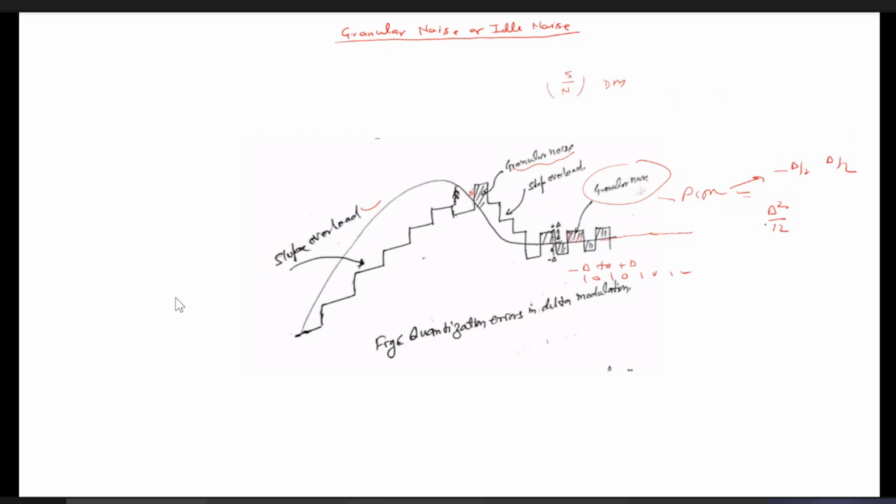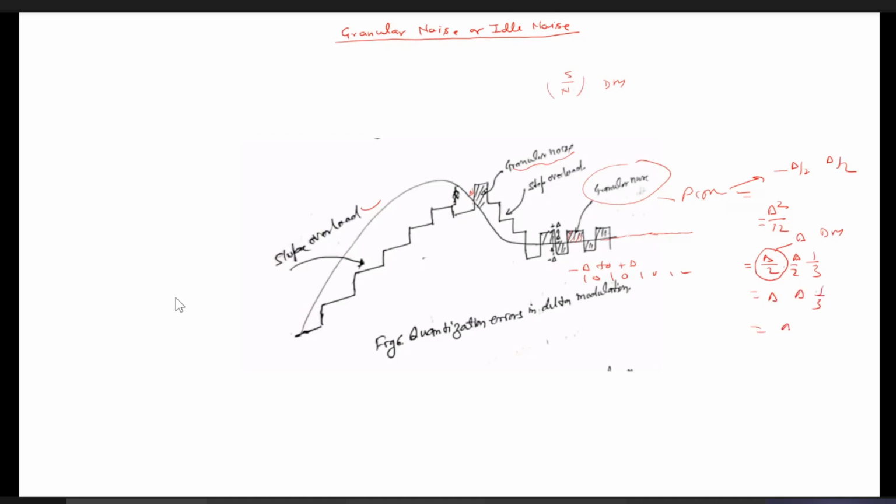So this delta square by 12, we can write it as delta by 2 into delta by 2 times 1 by 3. And this delta by 2 in PCM is equivalent to delta in the case of delta modulation. So this delta by 2 we can replace by delta, into 1 by 3.